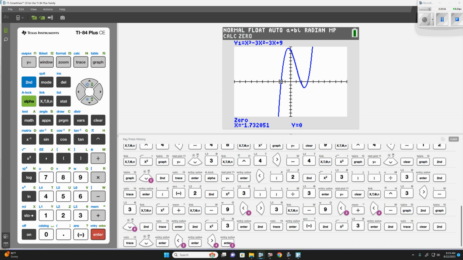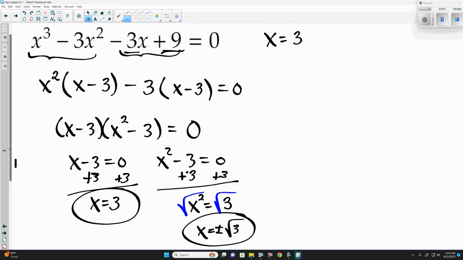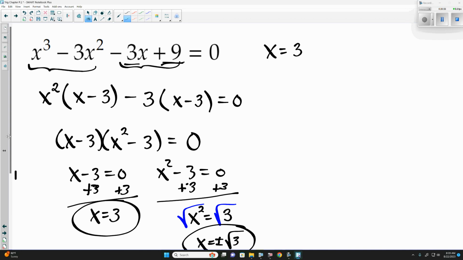Now, if we knew for certain that negative 1.732051 x value is actually negative square root of 3, and we could change it over, then that works great. But if I was just given this value, my immediate response would not just be, oh, it's negative square root of 3. I'd have to go and try to figure it out. So sometimes this works well, other times it does not. Any questions over this here?